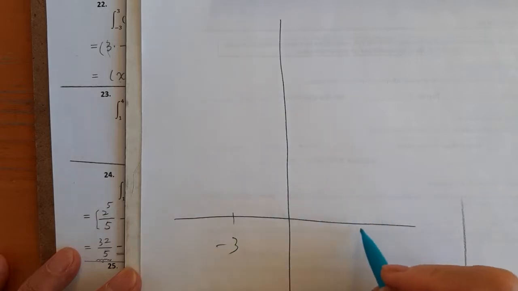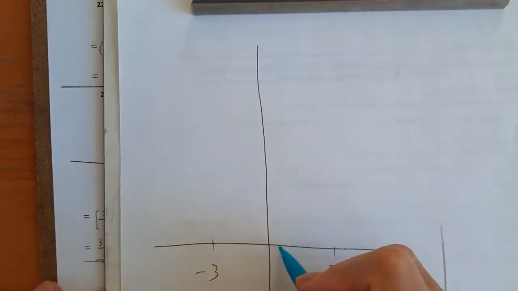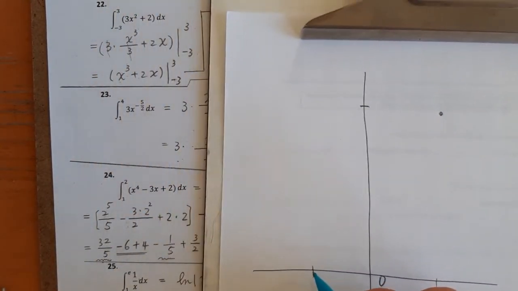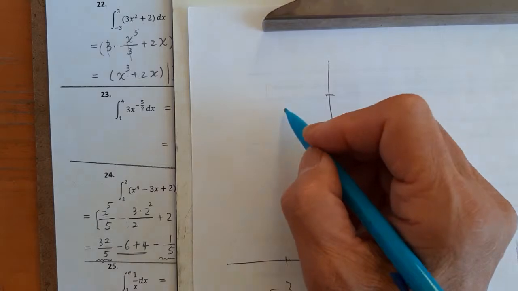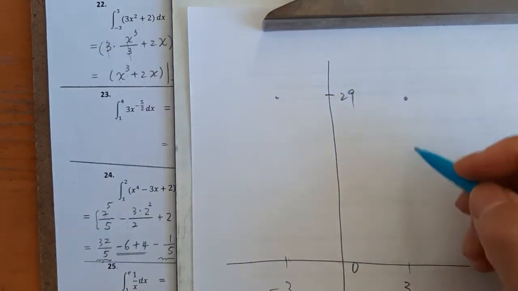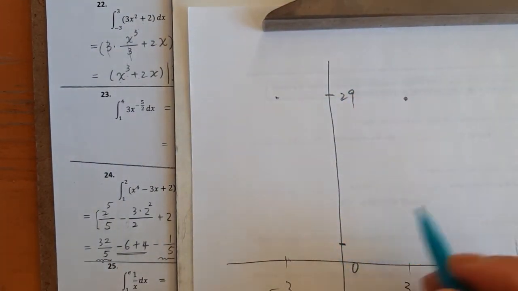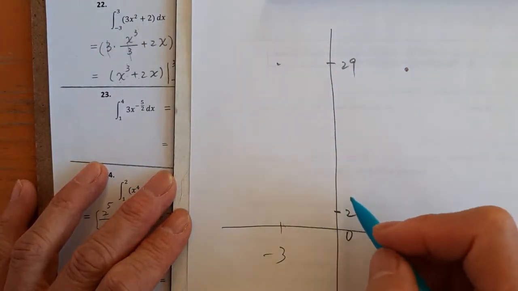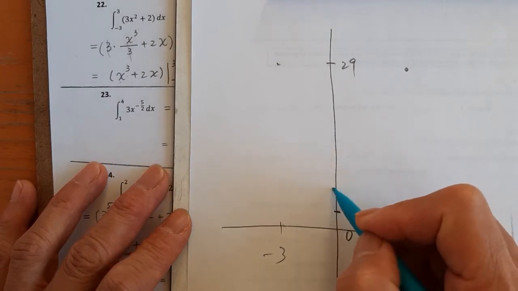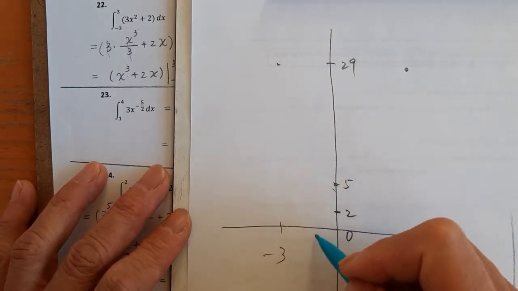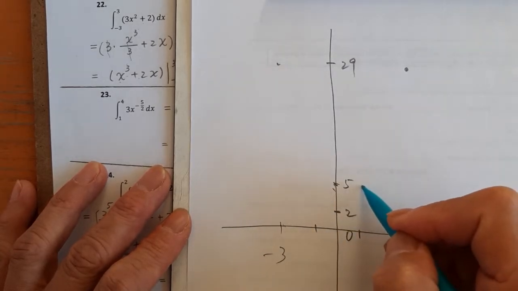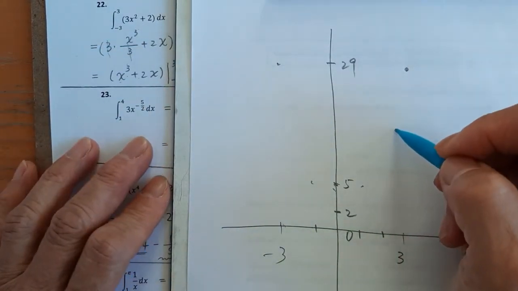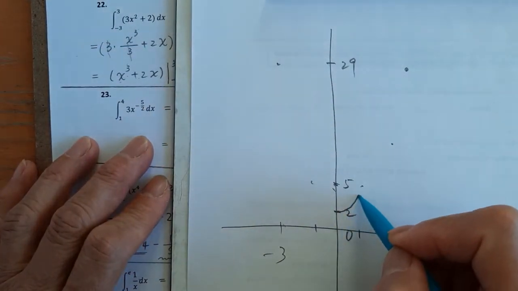If here is negative 3, here is 3, and here is 0. If here 3 squared is 9, times 3 is 27, add 2. This point is 29, and then here 0, if 0 is 2, here's 29. If 1 is 5, if here it's a 5, if 1 or negative 1 is 5. If 2, it's 14. So the graph goes this way.